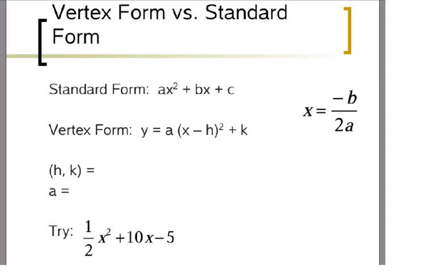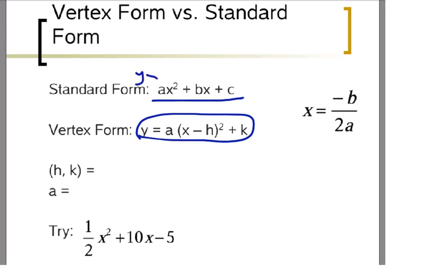In this lesson, we're going to take a look at vertex form versus standard form in regards to quadratic functions and parabolas. And all last lesson, we were looking at this equation right down here. Sometimes we're going to be given something in standard form, y equals ax squared plus bx plus c, and we're going to want to graph it.